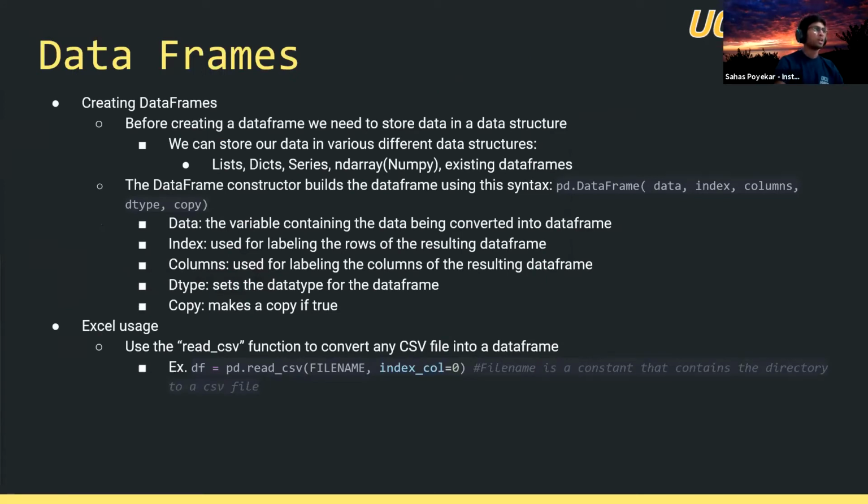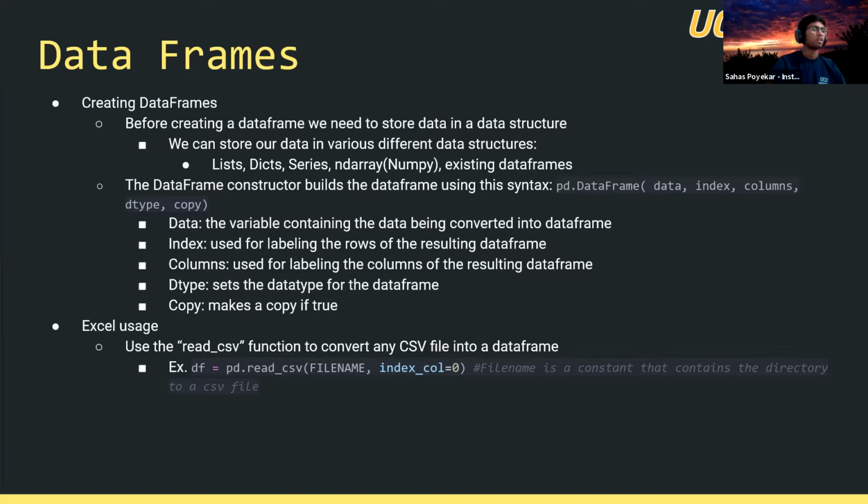So how do we create data frames? Before we create a data frame, we first need to store all of our given data inside of a data structure, and we can do this in many different ways. We could use data structures that we've learned before, like lists and dictionaries, to store our data, or we can build series and put them together, or we can use ndarrays from NumPy, which is one of the libraries that Pandas actually uses, and we can also use existing data frames and put them together.